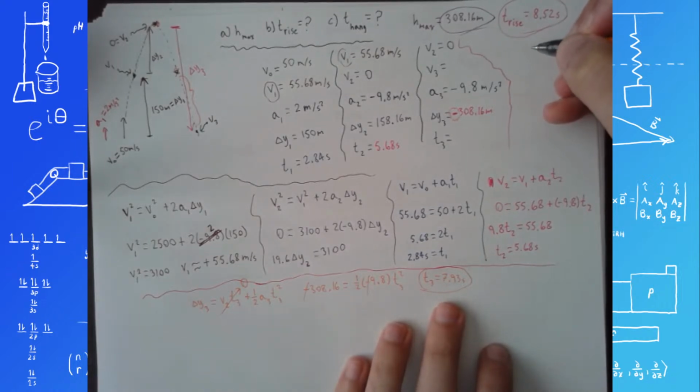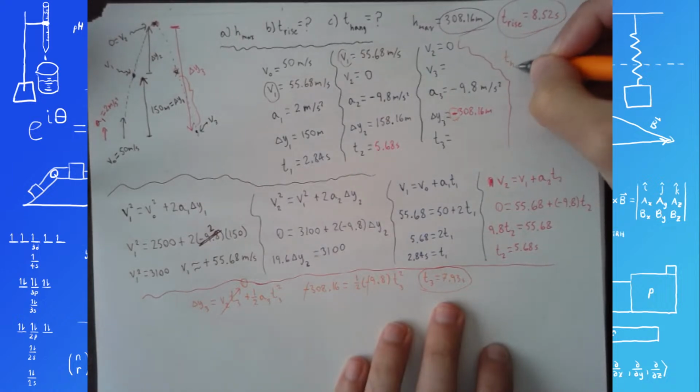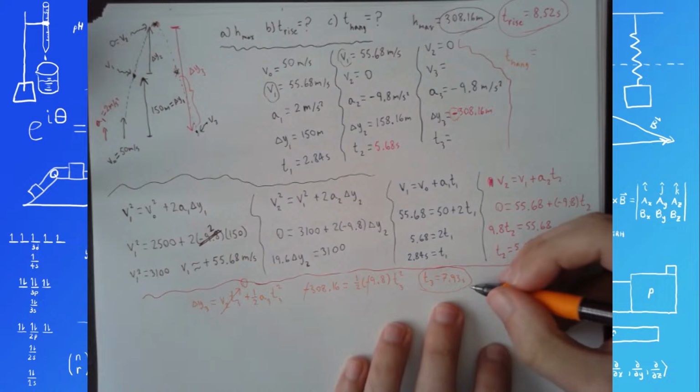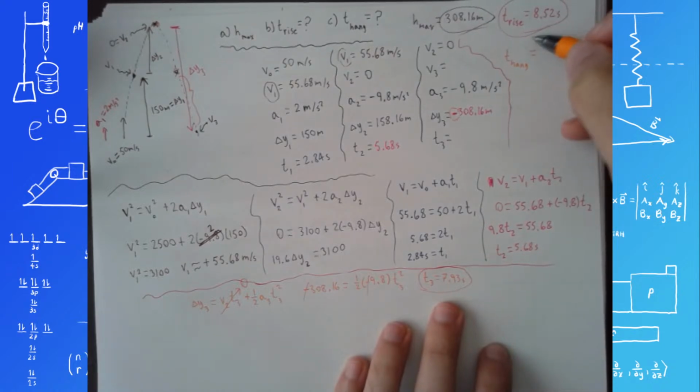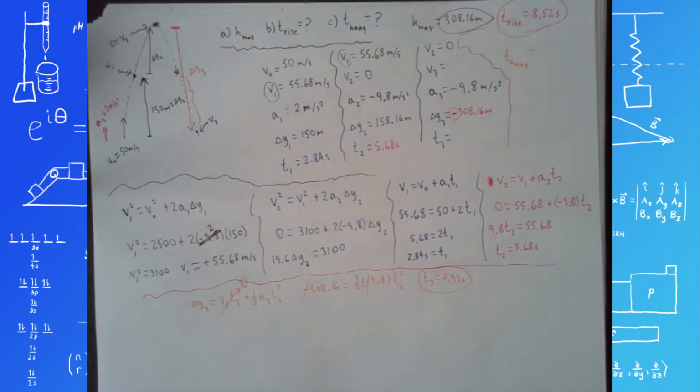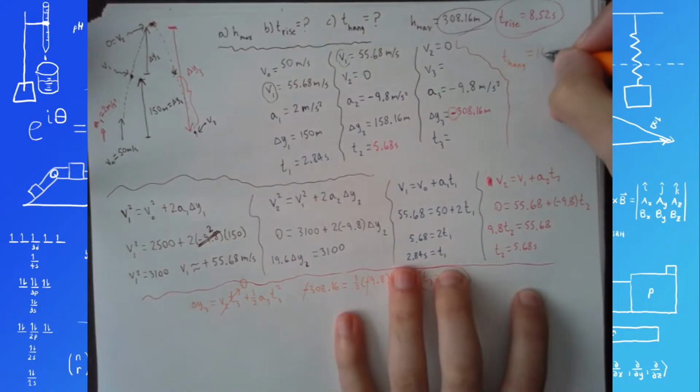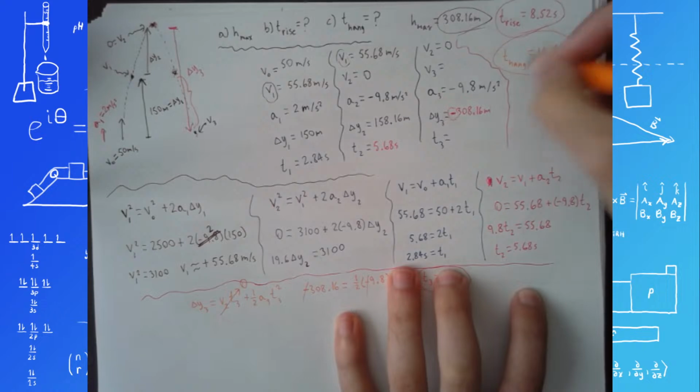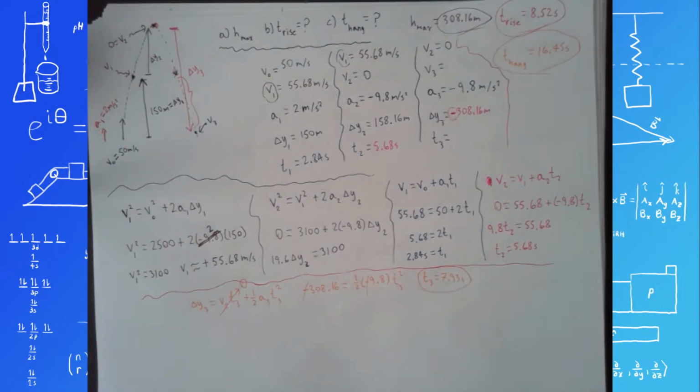So now to calculate the total hang time is just the time to rise plus the time to fall, being 8.52 plus 7.93 is 16.45. I'm getting 16.45 seconds of travel in the air. And there we go.